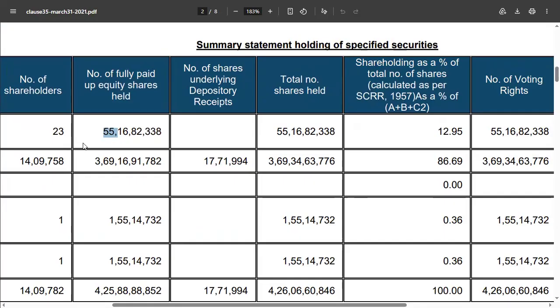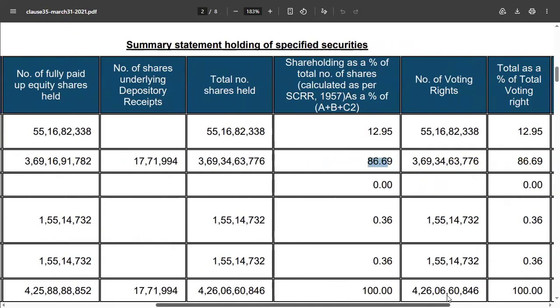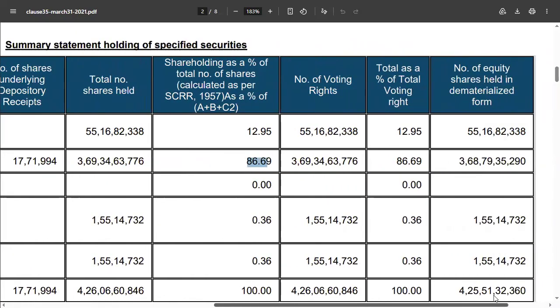Now, can you guess what is the power of each person? Whereas the 14,000 people have only 87% holding. So who has the major shareholding, the general public or the promoters? The simple answer: the promoters. Because if these promoters today decide to oppose something, they can come together as a group and influence the company's decision.